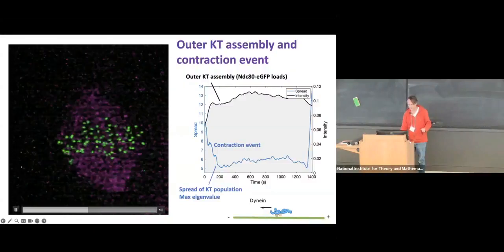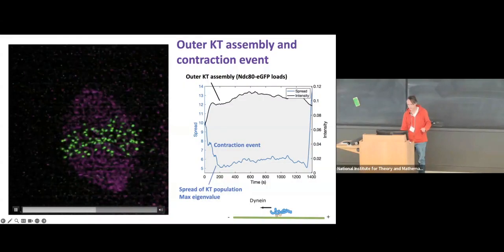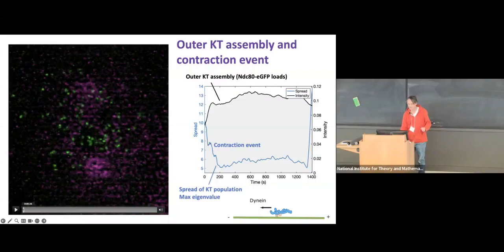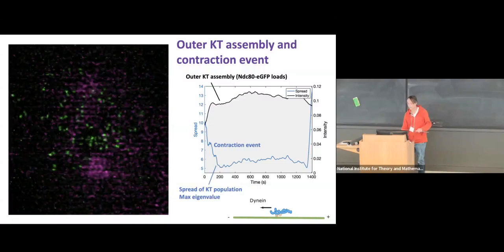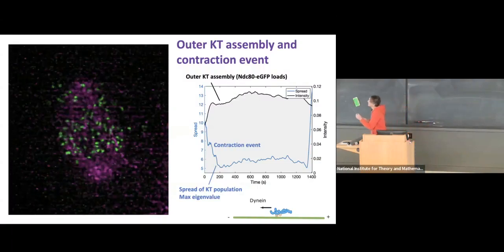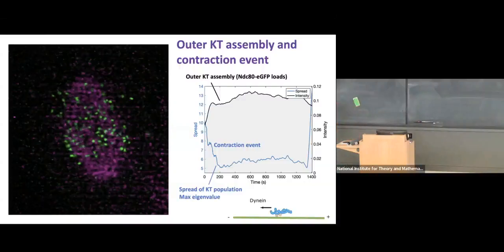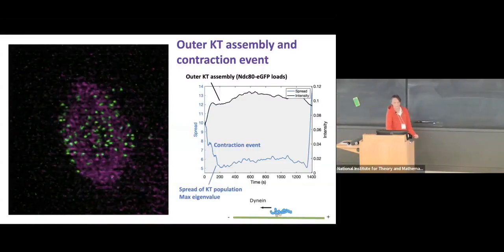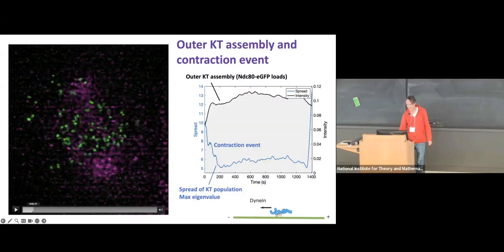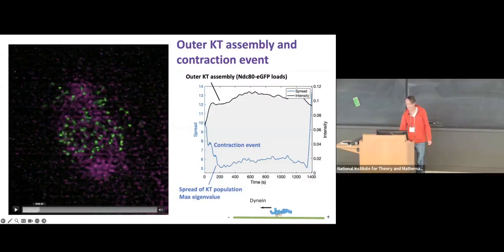The other thing, which is very interesting, is looking at the dynamics. At nuclear envelope breakdown, you see the kinetochores are highly dispersed, and then they go through this contraction, some of them doing very fast movements. We call that a contraction event. So let's just look at that again. Got this rapid movement there.